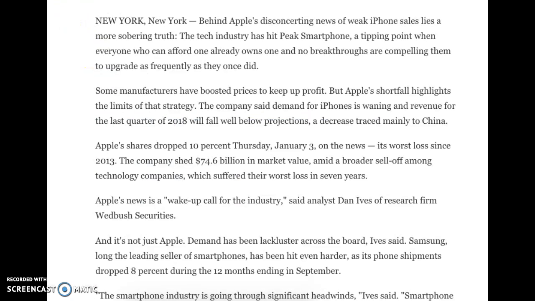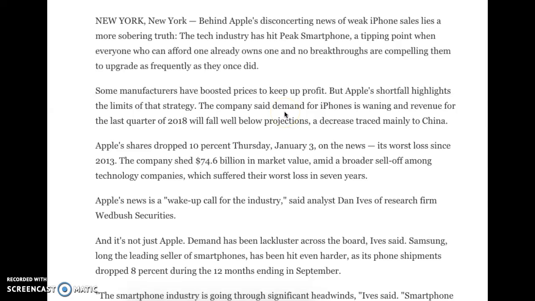So it says, behind Apple's disconcerting news of weak iPhone sales lies a more sobering truth. The tech industry has hit peak smartphone, a tipping point when everyone who can afford one already owns one, and no breakthroughs are compelling them to upgrade as frequently as they once did. Some manufacturers have boosted prices to keep up profit, but Apple's shortfall highlights the limits of that strategy.